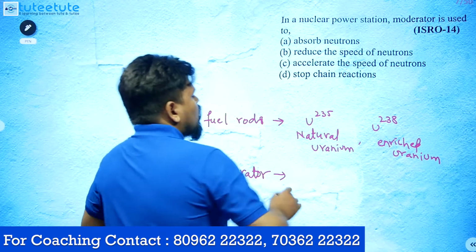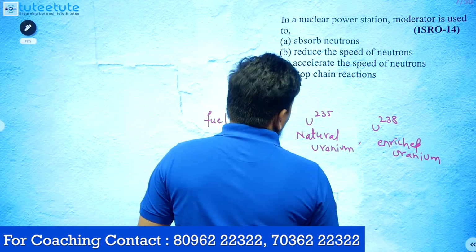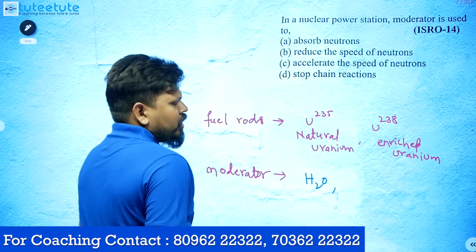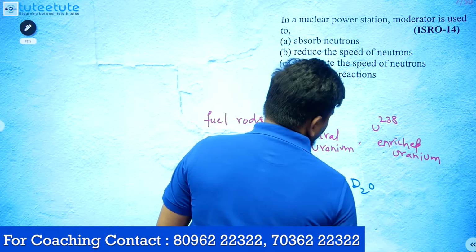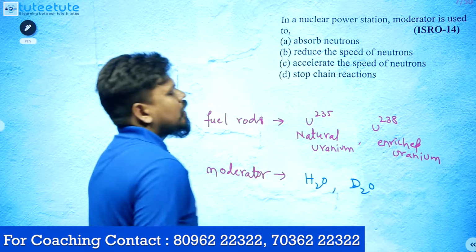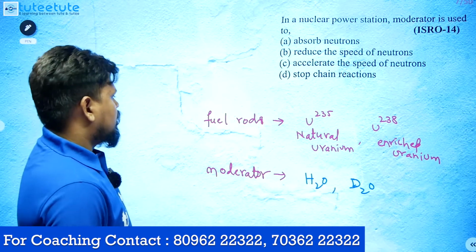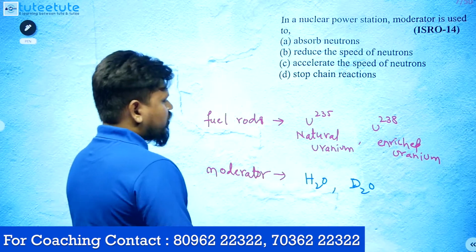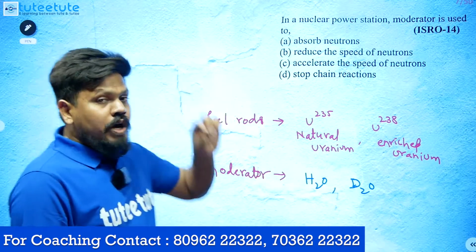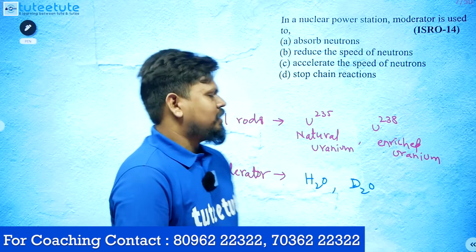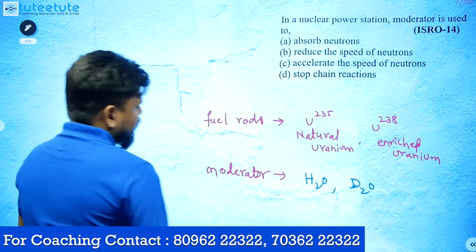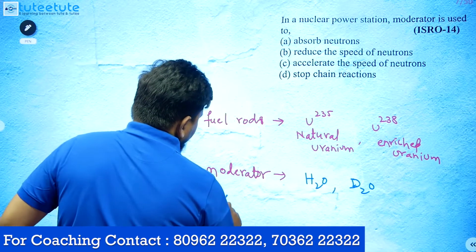So what moderator can we use? H2O, normal water. Otherwise D2O, deuterium water, which we can also call heavy water. Heavy water or normal water. So this is the moderator. The use of the moderator is to slow down the fast moving neutrons, not to kill or capture the neutrons. And the next one is the reflector.